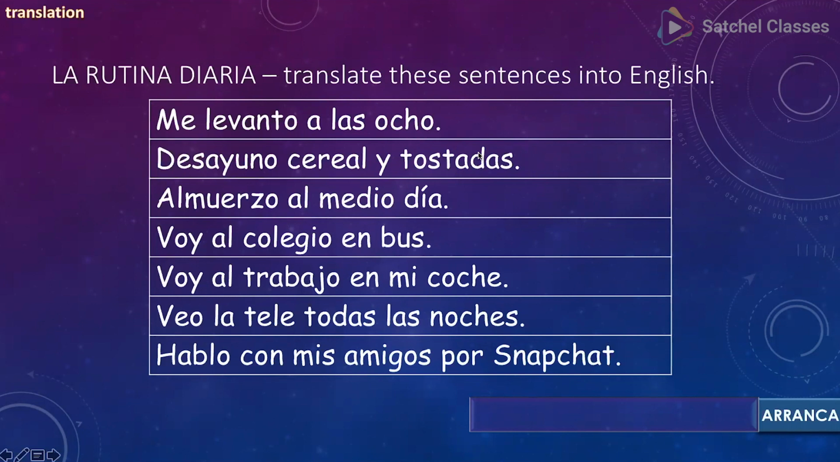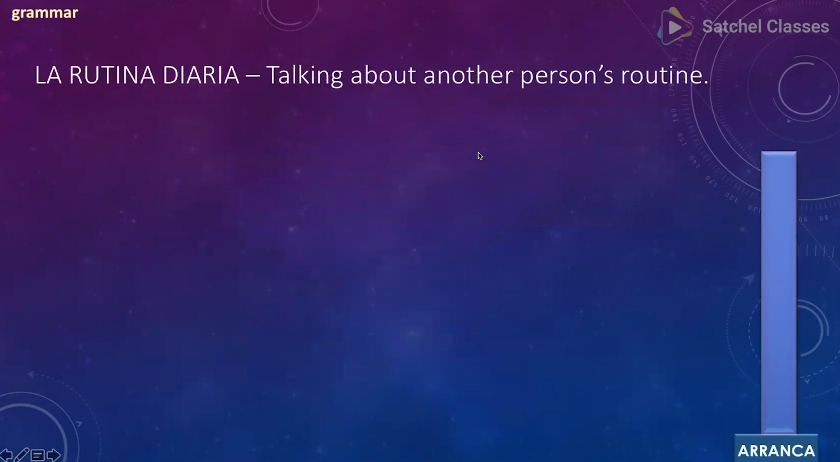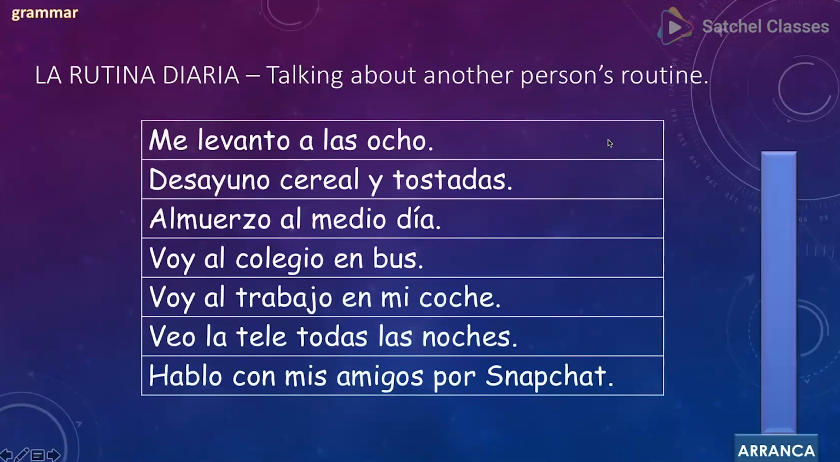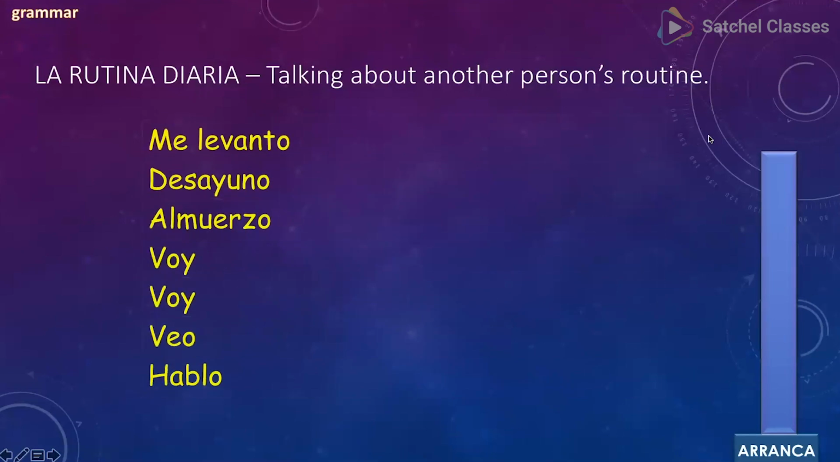Very good. Let's continue. Now, we're going to talk about other people's routine. Now, we have these sentences here. Me levanto a las 8, desayuno cereal y tostadas, and so on. But let's get rid of that noise and let's leave only the verbs. So as you can see, I have all of these verbs and they're all in simple present tense, but also in first person, meaning I do the activity. I get up in the morning. I have for breakfast. I have lunch. I go. I see or watch and I speak.